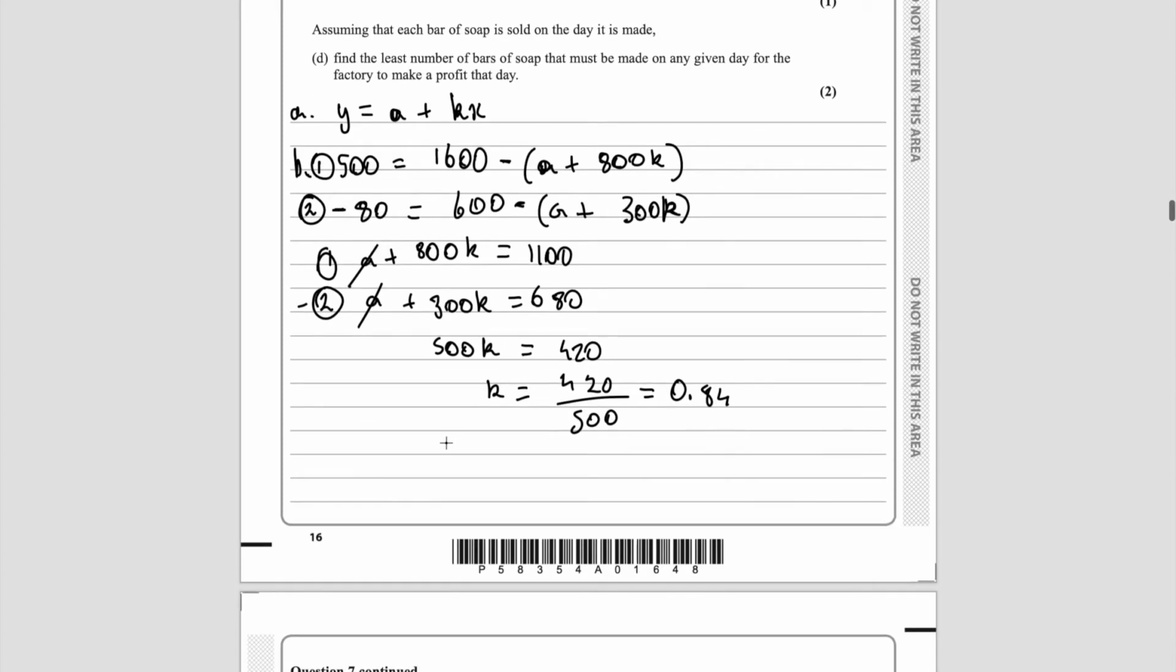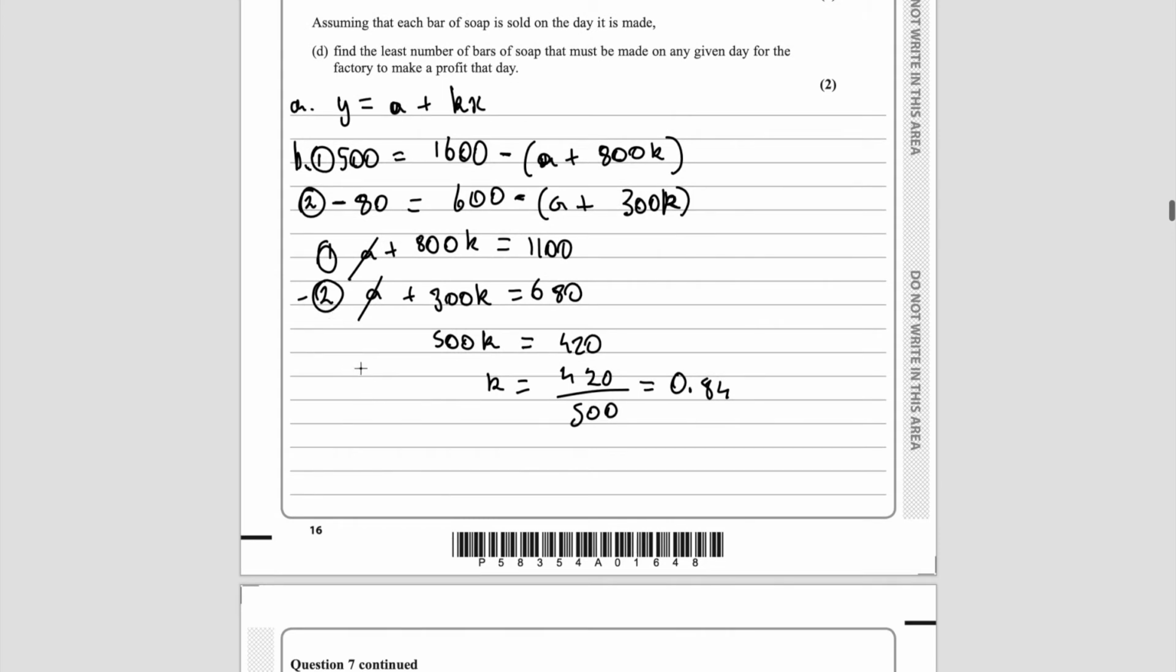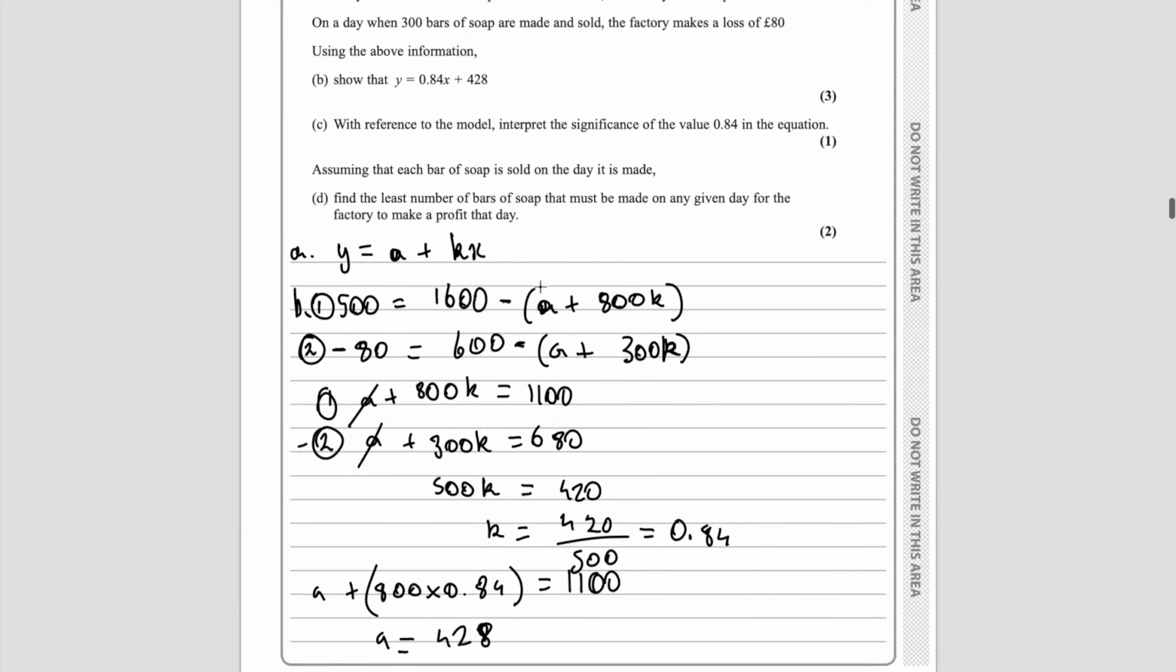And now what we're going to be doing is putting that back into one of the equations. We'll just put it into equation number 1. So A plus 800, put that in brackets, multiplied by this value of K that we've just found out, is equal to 1,100. 1,100 minus 800 times 0.84 gives us a value of A as 428, if you put that into your calculator. And that hence proves that y is equal to 0.84x plus 428.